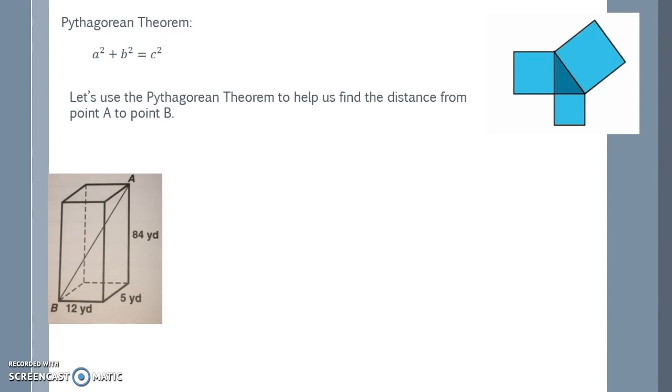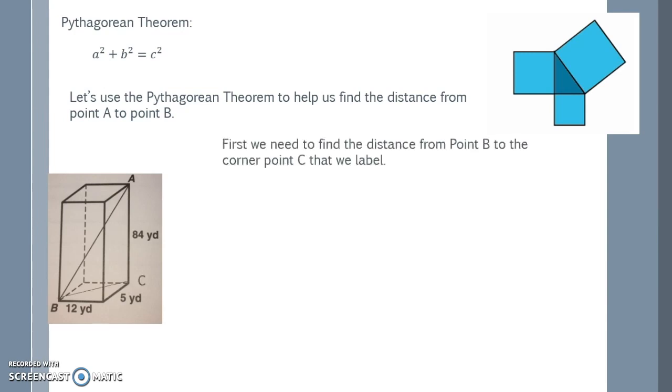Let's use the Pythagorean theorem to help us find the distance from point A to point B. Notice this is a diagonal length crossways, so we're going to need to find some information. First, we need to find the distance from point B to the corner point C that we label, so that we can create a nice right angle.